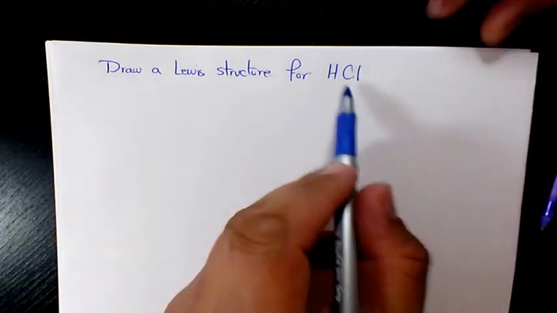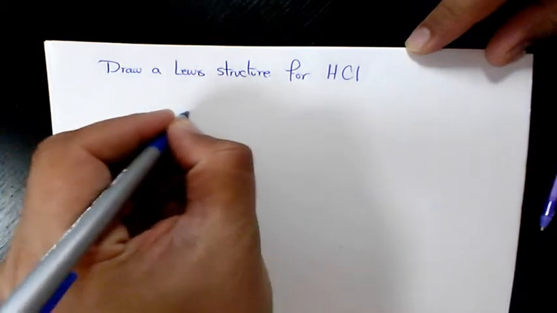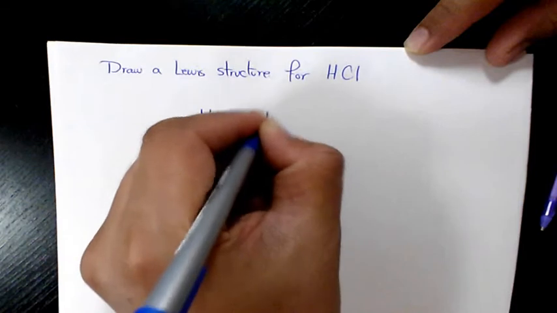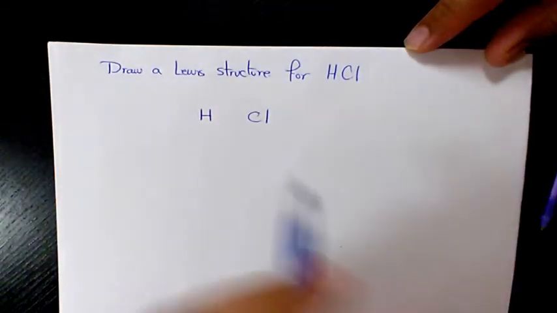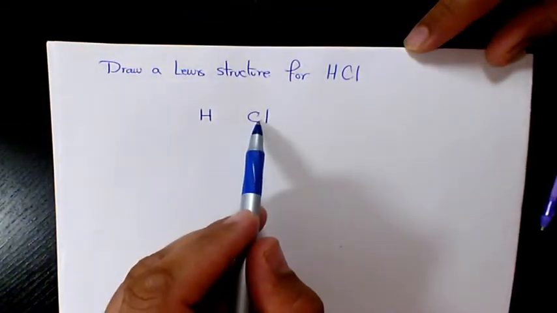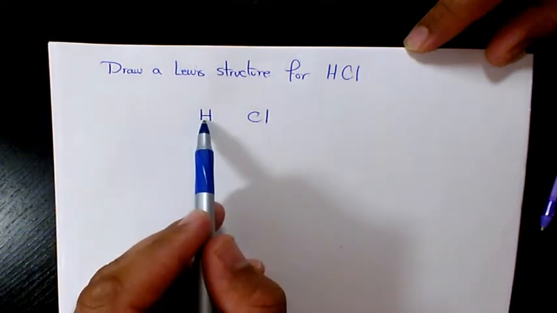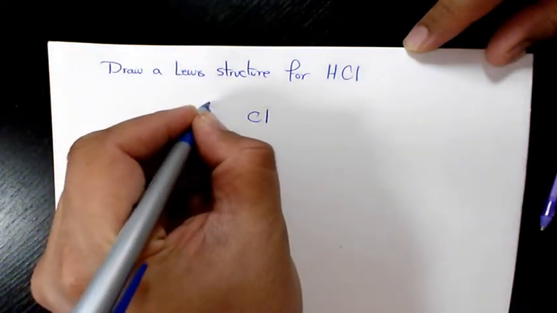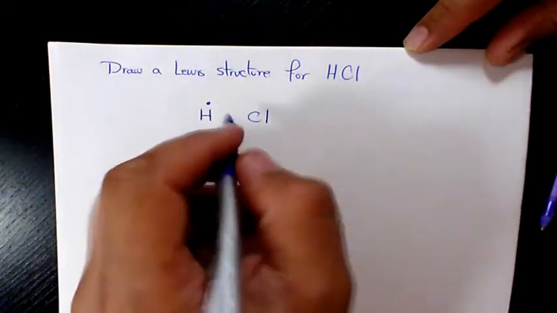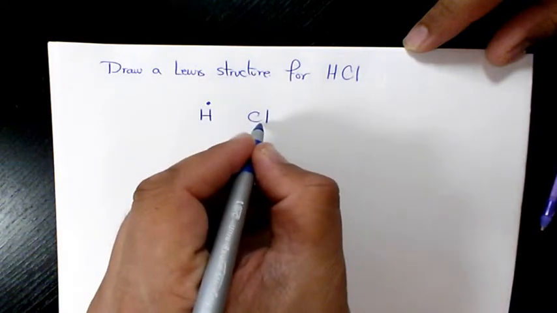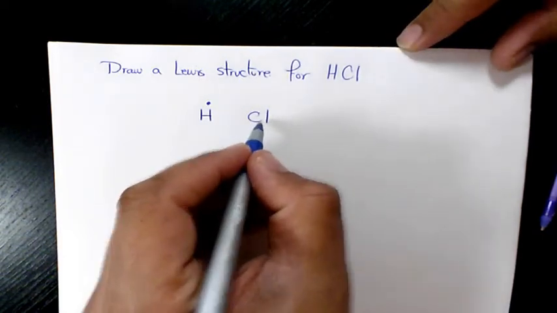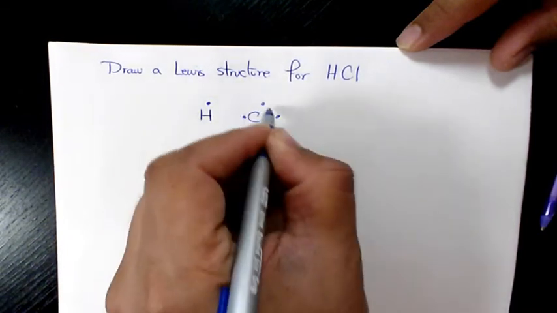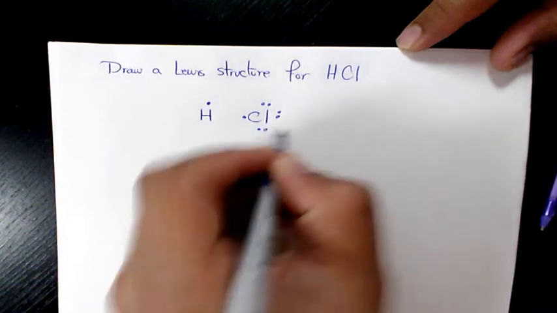So here we have HCl. So in step 1 I need to just put these two, H and Cl. The bonding capacity for Cl is 1 and the bonding capacity for hydrogen is 1 as well, because that's going to be the Lewis dot structure for these atoms. And Cl, there are 7 valence electrons, so it's going to be 1, 2, 3, 4, 5, 6, 7.